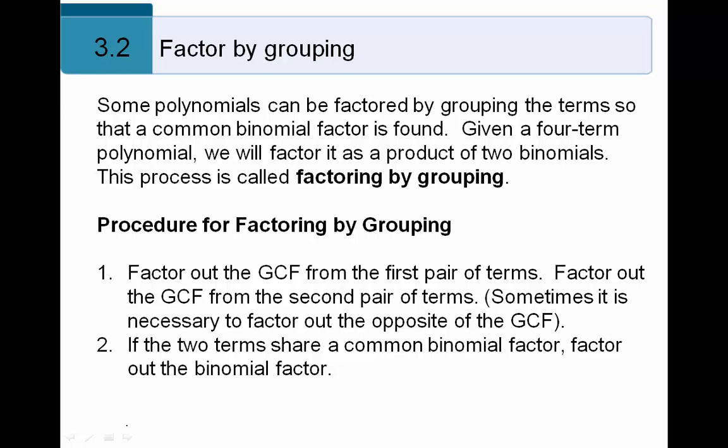When your polynomial has 4 terms, we are going to use a process called factoring by grouping. Okay, and there's a couple steps here, and I don't know if I should just read them to you. Maybe I should just go ahead and move to the first example and show you how we're going to do those.